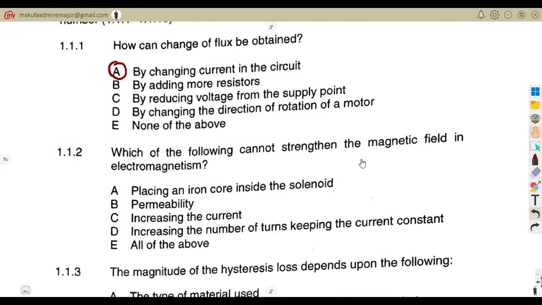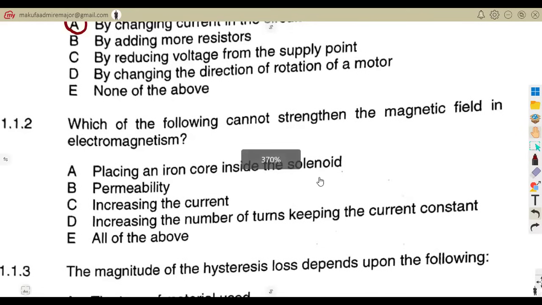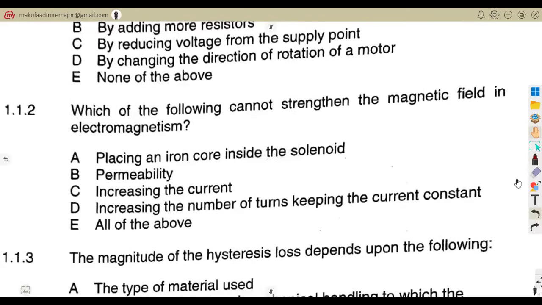Then on 1.12, which of the following cannot strengthen the magnetic field in electromagnetism? Which one cannot? A, placing an iron core inside the solenoid. This one is going to strengthen. Does the permeability part increase? No, there's nothing there. So this is the one that we need.